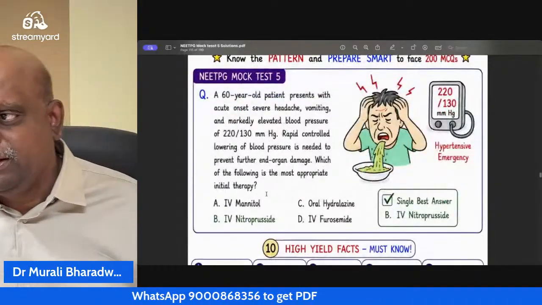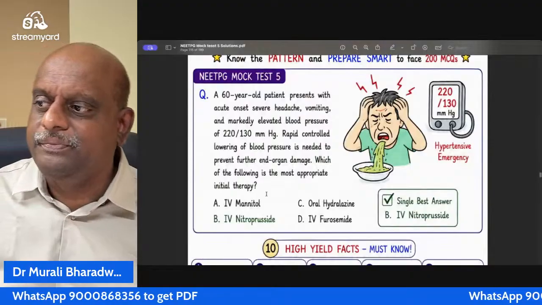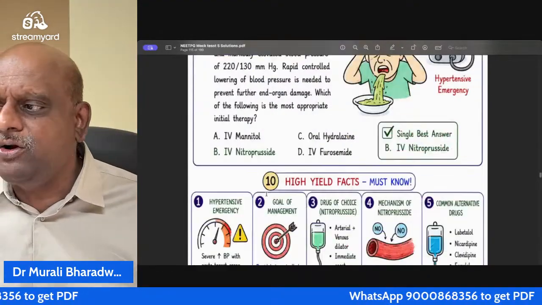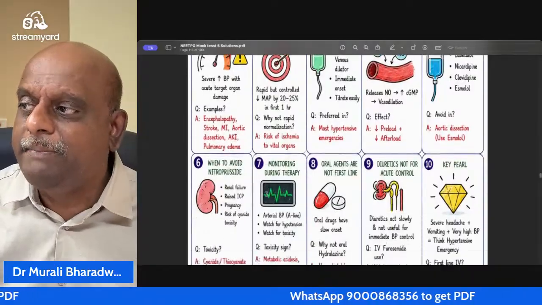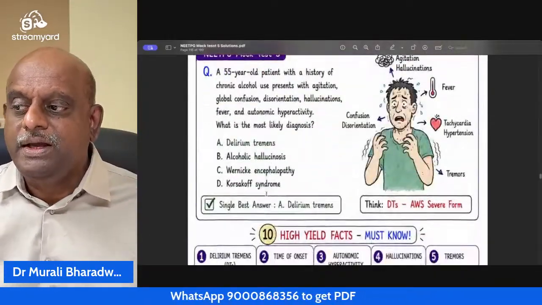60-year-old, elevated BP with 220 by 130. You want to decrease rapidly, lower the BP. IV nitroprusside is considered to be the best way to treat hypertensive emergencies.